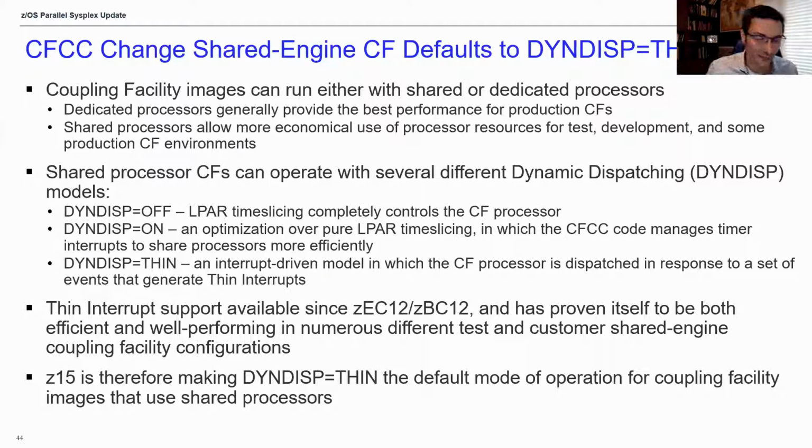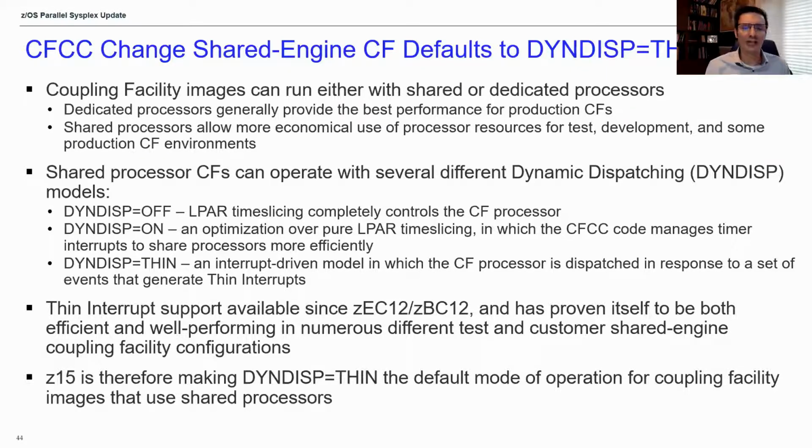Dynamic dispatching equals on was an optimization over that, in which you still receive control the same way, but rather than relinquishing the control immediately back to PR/SM after I've processed those things in the link buffers, I'm going to just hang around for a little bit and see if there's additional work that needs to be processed before I go ahead and relinquish control. Once there's no more work, or once PR/SM yanks it away from me, I don't have control anymore. So this is the dynamic dispatching equals on.